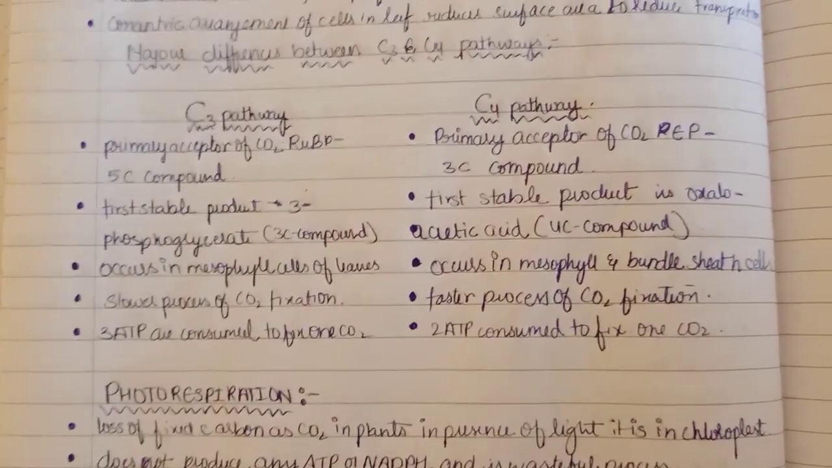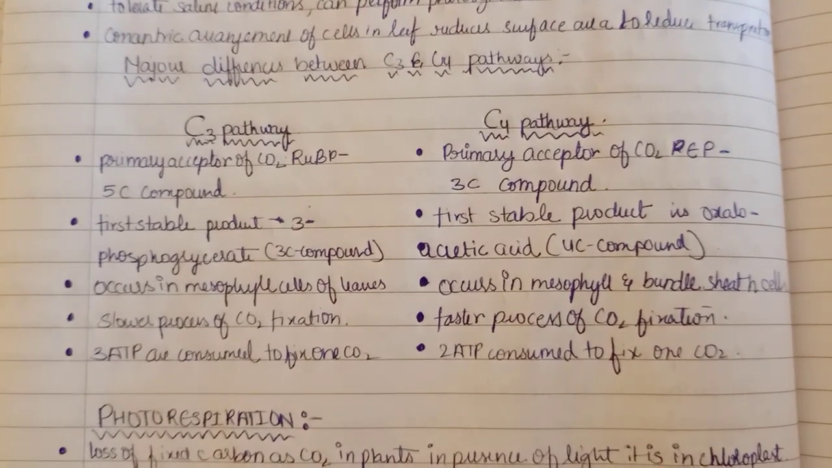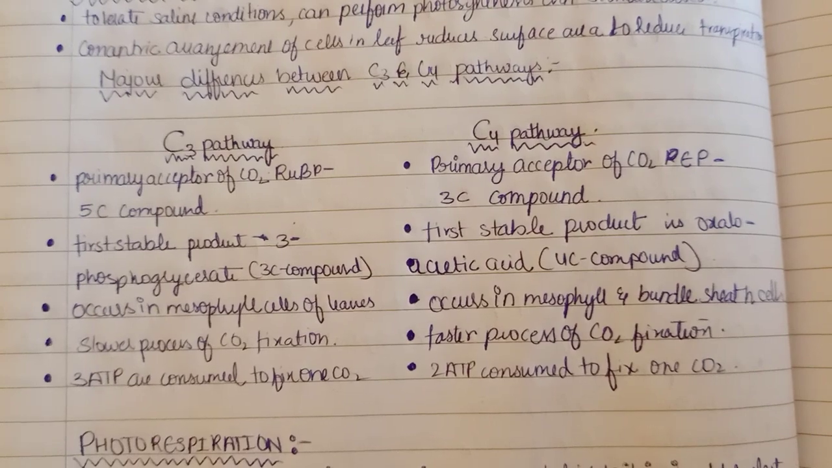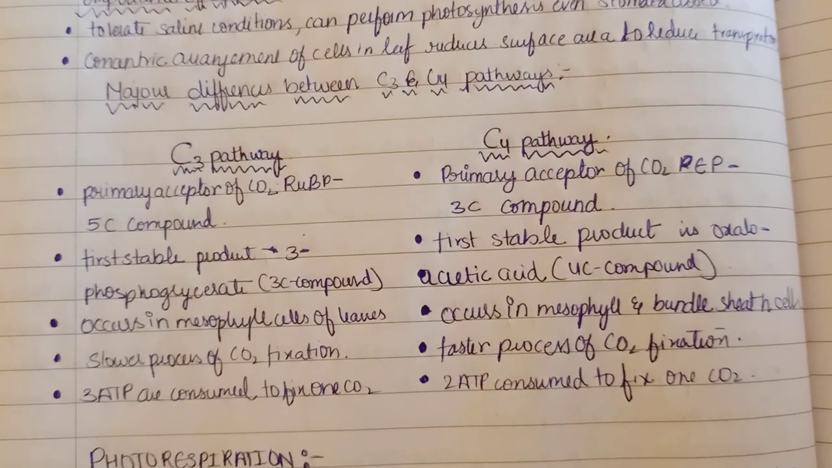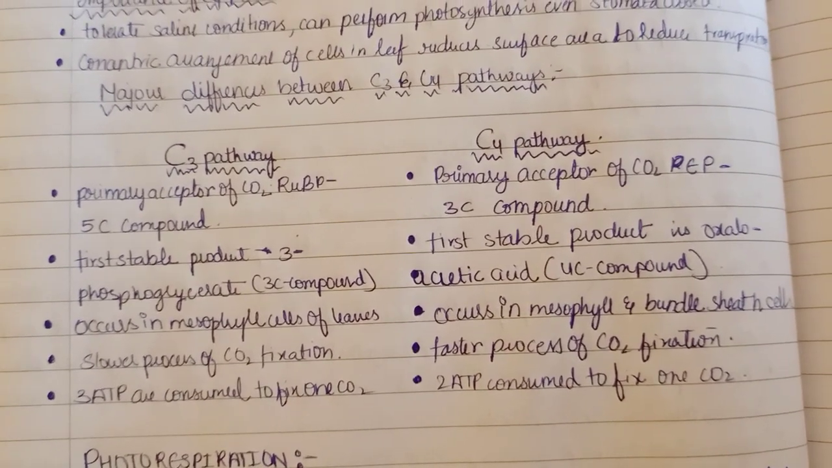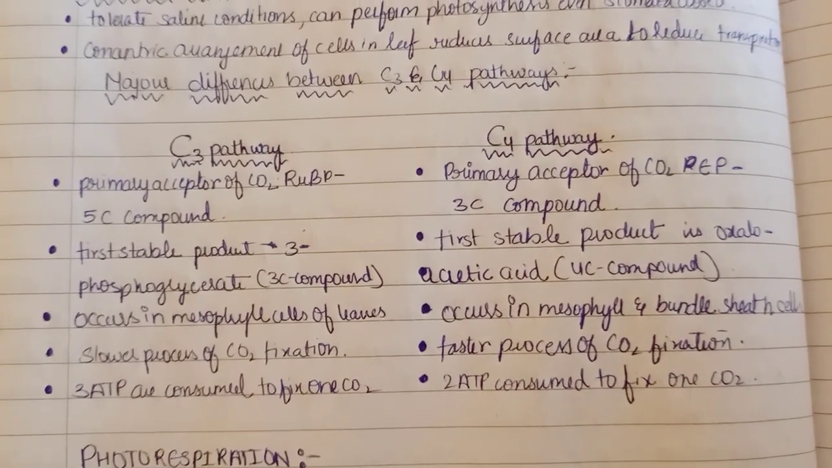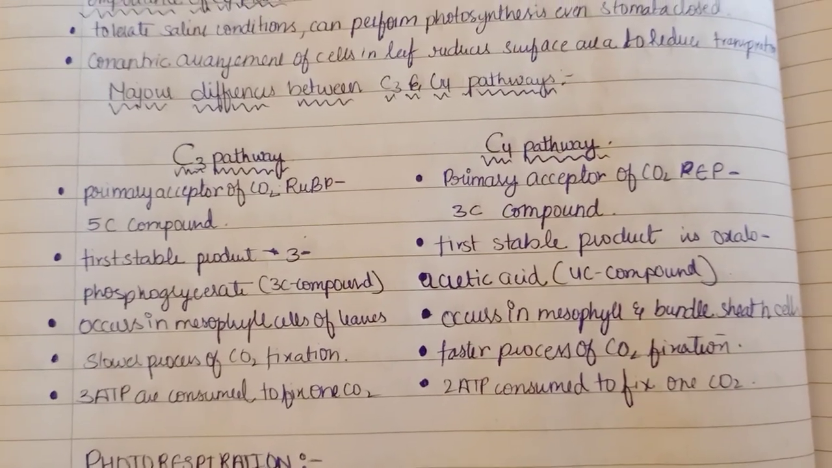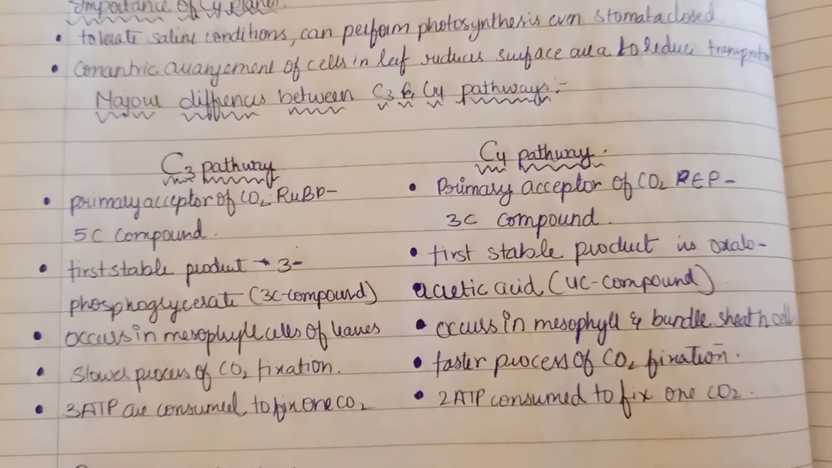Now the major differences between C3 and C4 pathways. In C3, the primary acceptor of CO2 is RuBP, which is a 5-carbon compound. In C4, the primary acceptor of CO2 is PEP, which is a 3-carbon compound. In C3, the first stable product is a 3-carbon compound, 3-phosphoglycerate. In C4, the first stable product is oxaloacetic acid, which is a 4-carbon compound. C3 occurs in mesophyll cells of the leaf. C4 occurs in mesophyll and bundle sheath cells. C3 is a slower process of CO2 fixation. C4 is a faster process of CO2 fixation. In C3, 3 ATP are consumed to fix 1 CO2. In C4, 2 ATP are consumed to fix 1 CO2.